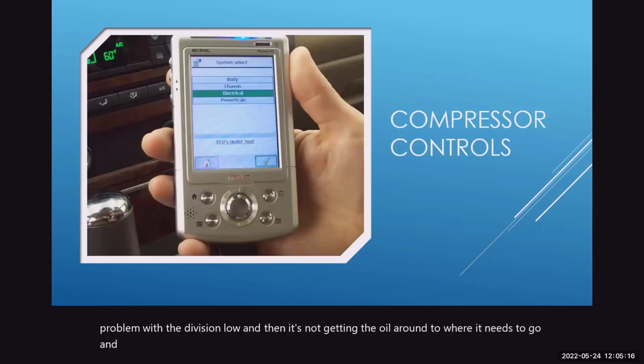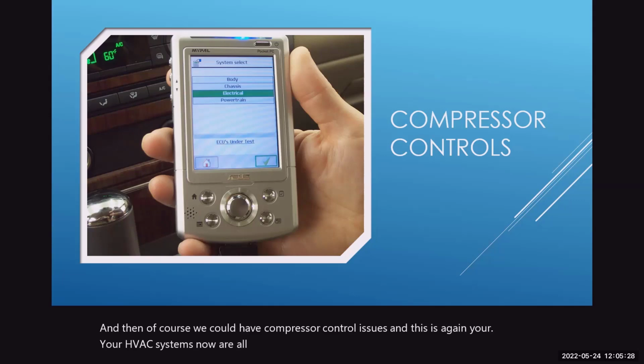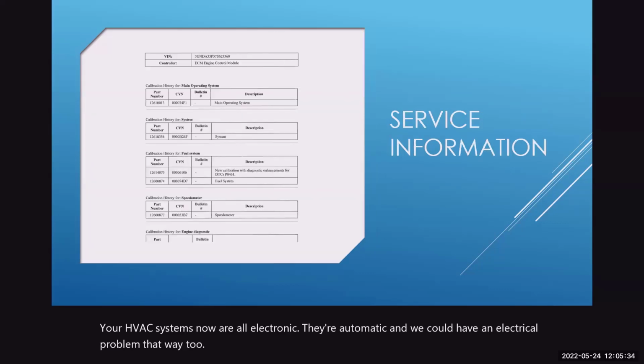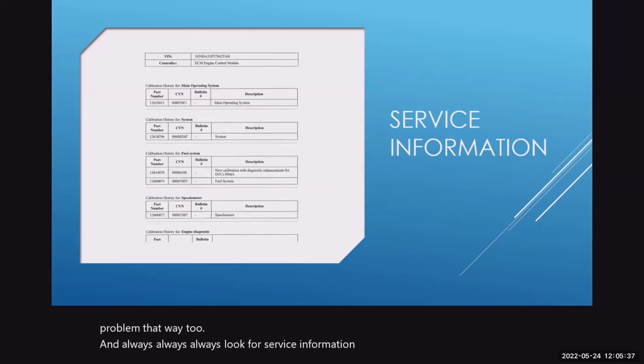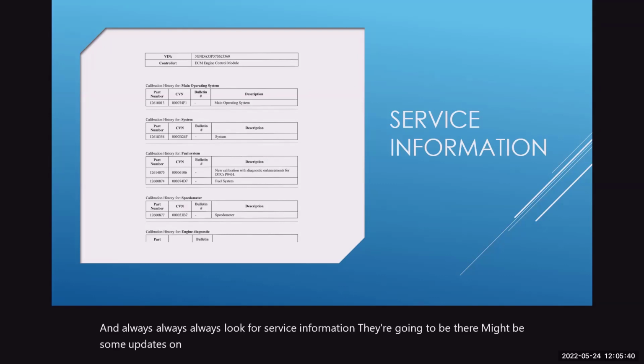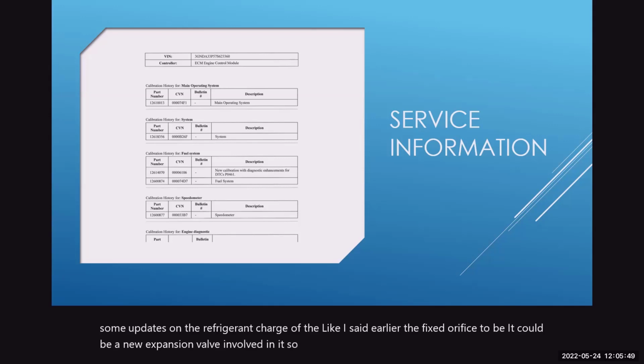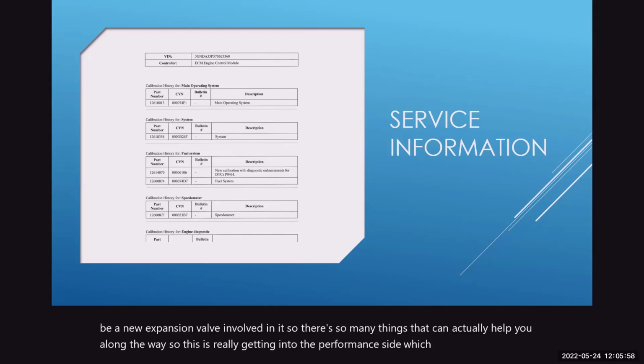And then, of course, we can have compressor control issues, and this is again because HVAC systems now are all electronic, they're automatic, and we could have an electrical problem that way too. Also, always look for service information. There might be some updates on the refrigerant charge. Like I said earlier, the fixed orifice tube could be a new expansion valve involved in it. So there's so many things that can help you along the way. This is really getting into the performance side, which is also about pressure readings.